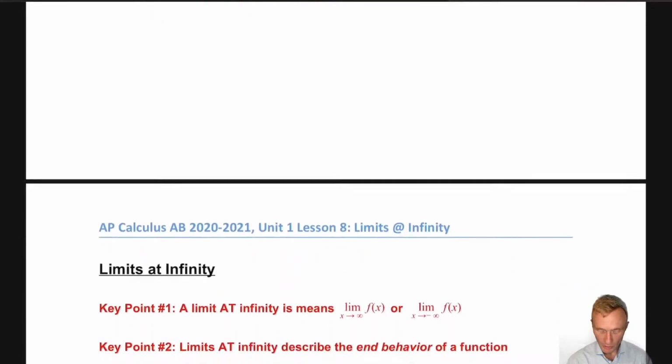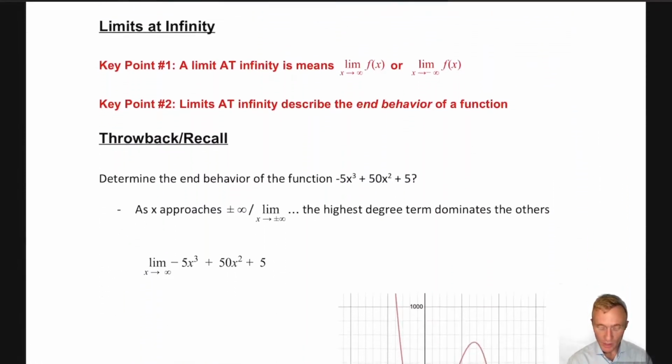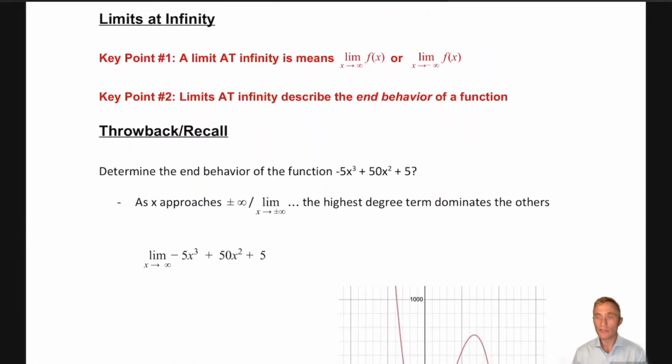Let's get really formal about limits at infinity. They describe the end behavior of a function. So throwback to Algebra 2, when we said things like as x approaches infinity, really we were talking about limits, we just didn't have the language to describe it yet. So we had that whole roller coaster project. What's happening to negative 5x cubed plus 50x squared plus 5 as x heads to infinity?